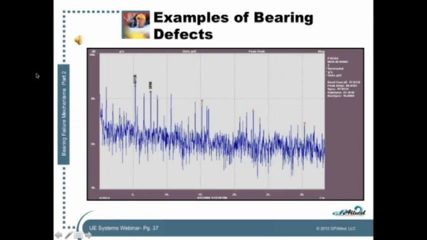Now, what you're hearing there, let me stop that, is that we didn't catch it right when the subsurface fatigue began. We caught it a little bit later, and that's why it was louder, but you could start to hear a pattern developing in there, a pattern that probably wasn't there a month or two prior, right?